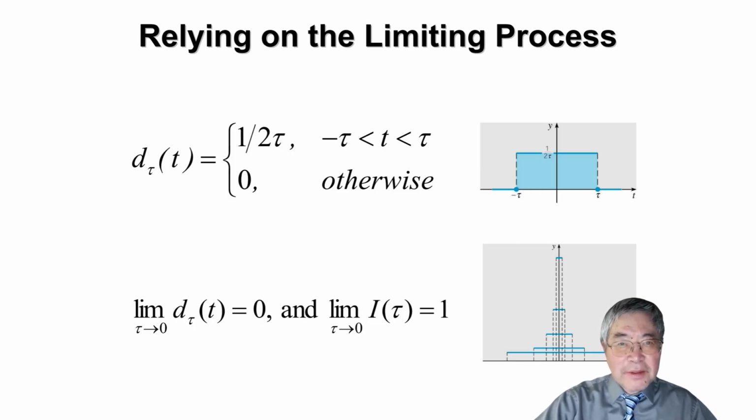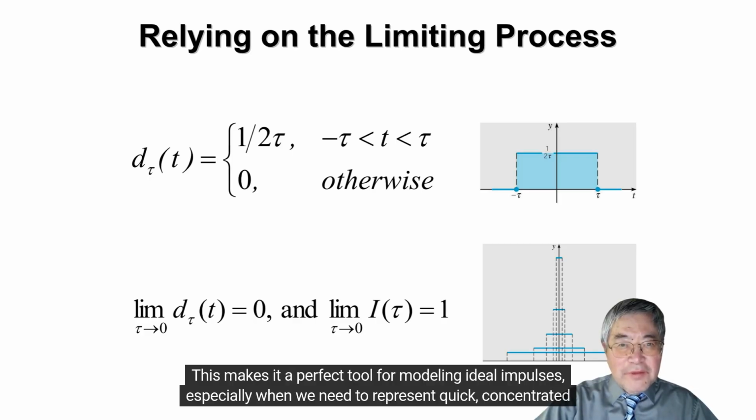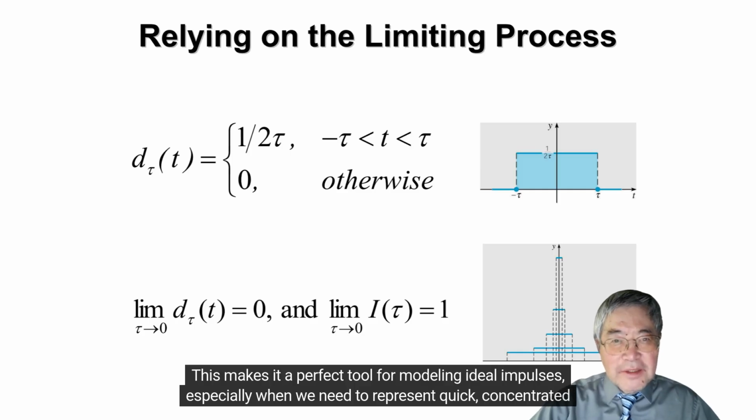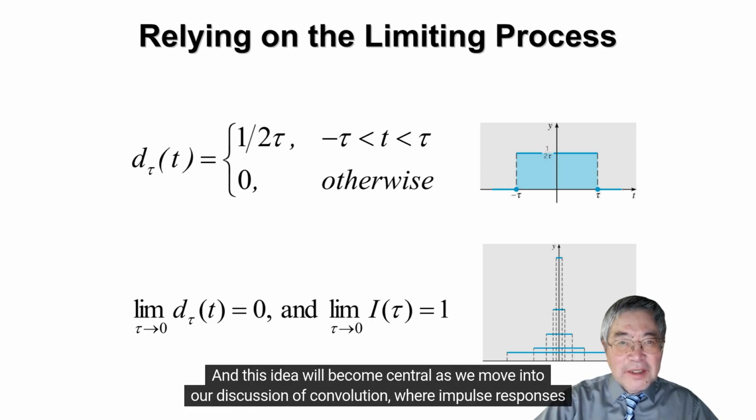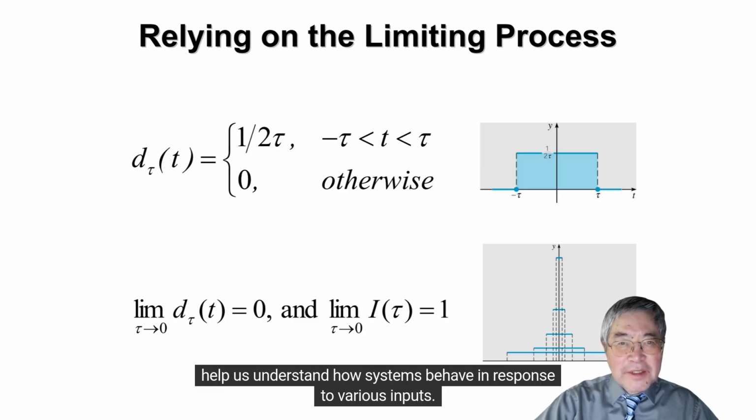This makes it a perfect tool for modeling ideal impulses, especially when we need to represent quick concentrated energy or a sharp event in time. And this idea will become central as we move into our discussion of convolution, where impulse responses help us understand how systems behave in response to various inputs.